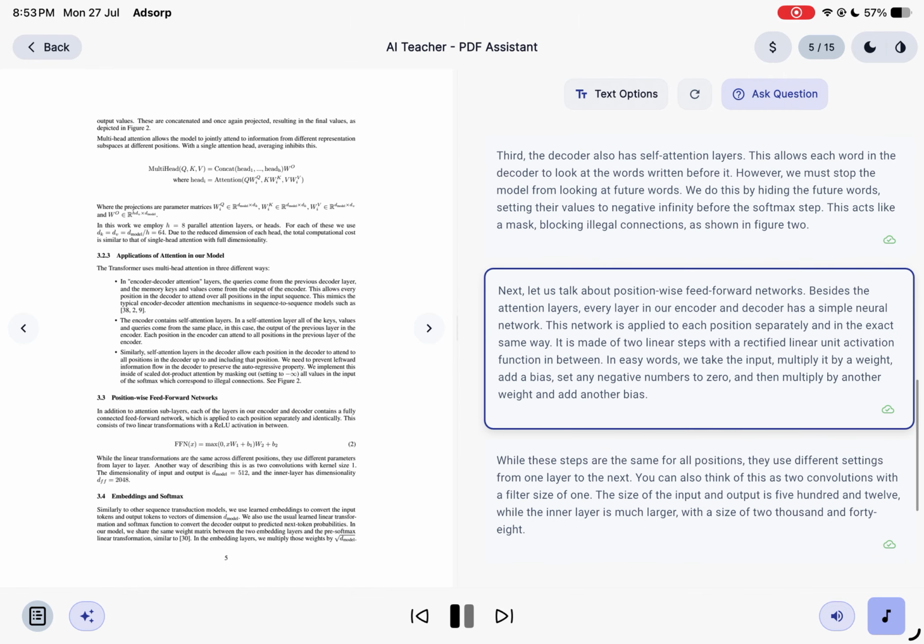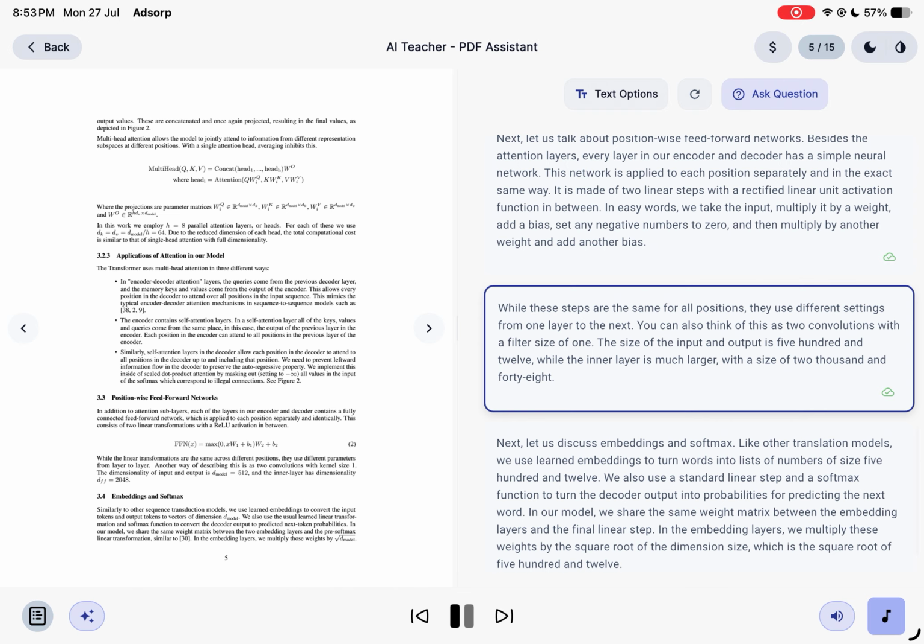Next, let us talk about position-wise feed-forward networks. Besides the attention layers, every layer in our encoder and decoder has a simple neural network. This network is applied to each position separately and in the exact same way. It is made of 2 linear steps with a rectified linear unit activation function in between. In easy words, we take the input, multiply it by a weight, add a bias, set any negative numbers to 0, and then multiply by another weight and add another bias. While these steps are the same for all positions, they use different settings from one layer to the next.